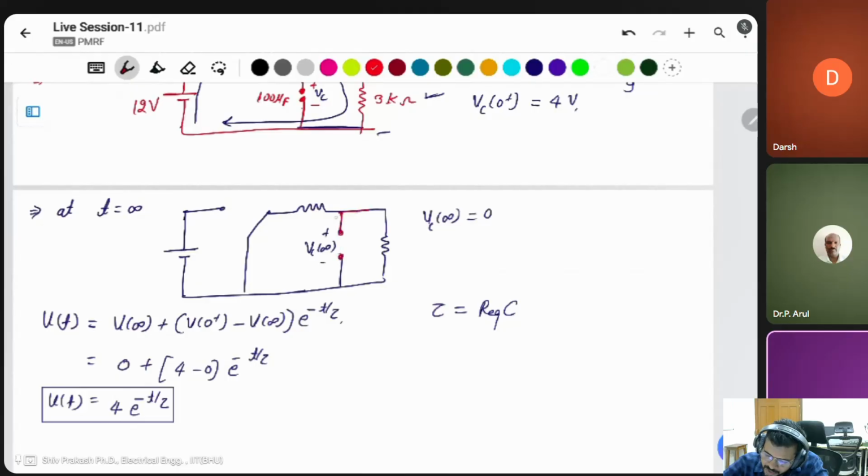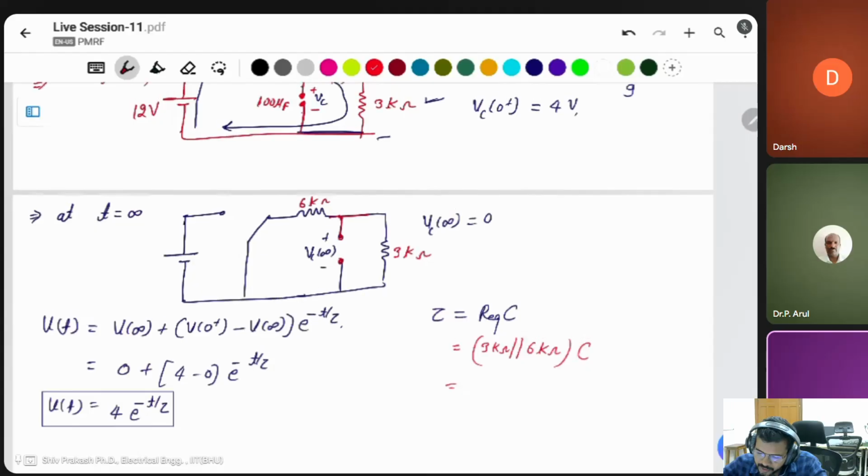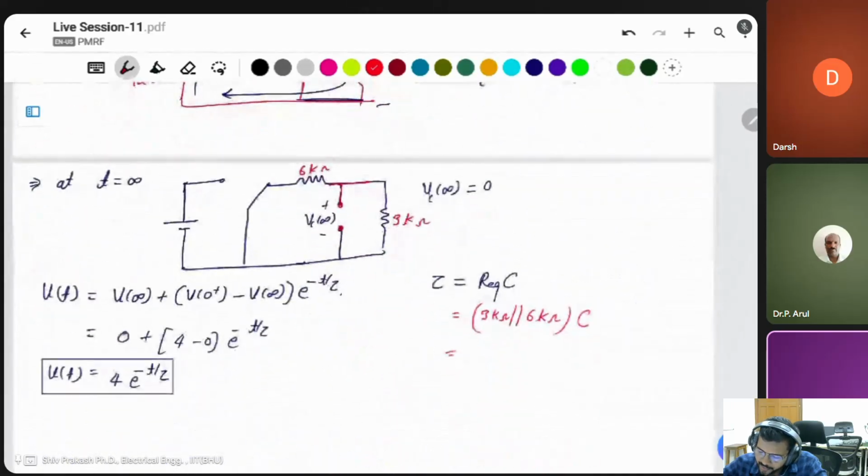These two resistors are connected in parallel combination, so we have to find the equivalent resistor. It means 3 kilo ohm parallel to this 3 kilo ohm, and this will be 6 kilo ohm, into C. C is a capacitor of 100 microfarad.